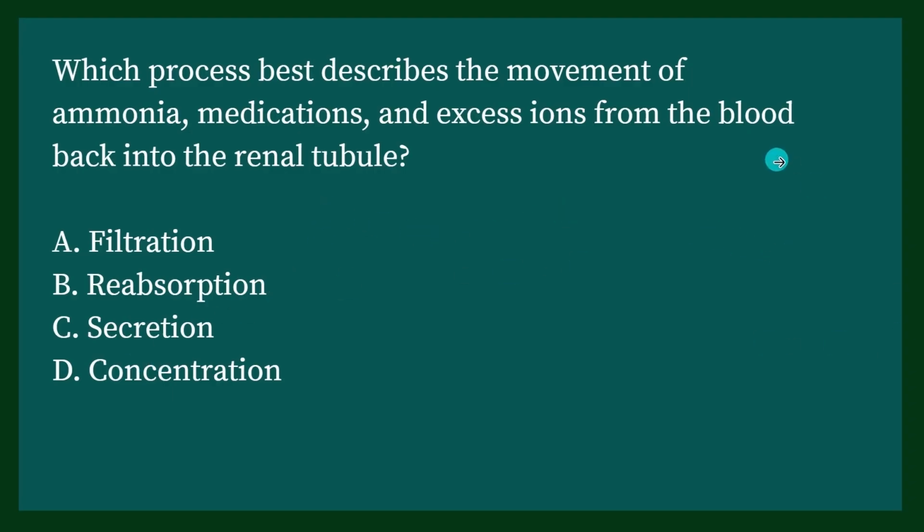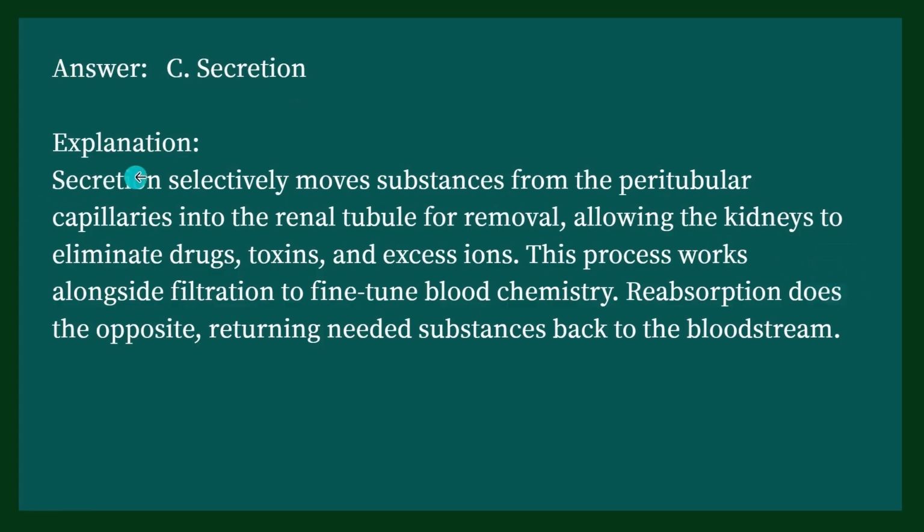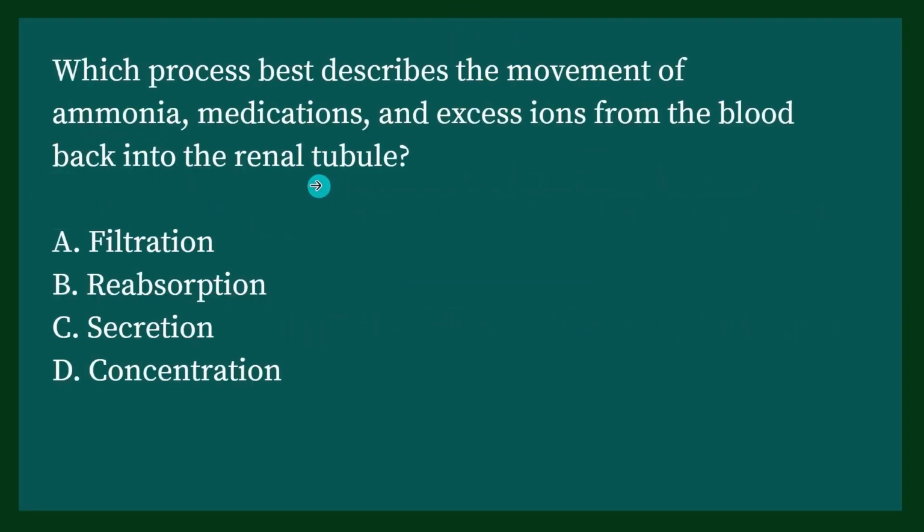Is it C? Yay! Secretion selectively moves substances from the peritubular capillaries into the renal tubule for removal, allowing the kidneys to eliminate drugs, toxins, and excess ions. This process works alongside filtration to fine-tune blood chemistry. Reabsorption does the opposite, returning needed substances back to the bloodstream. So the key thing was that it was the renal tubule, which is stuff going out, leaving the body.